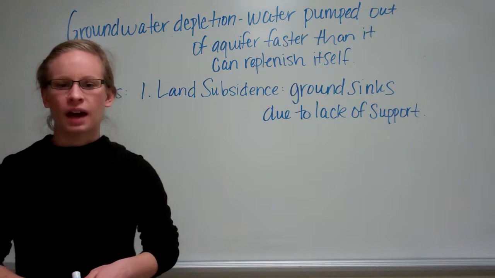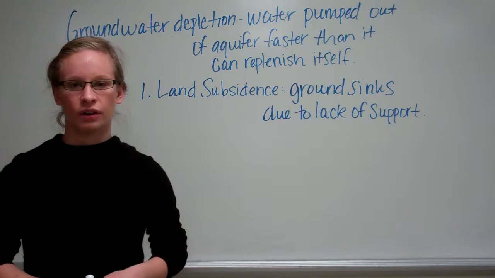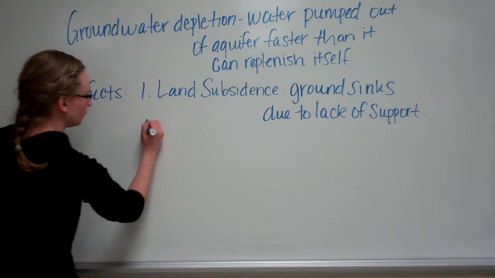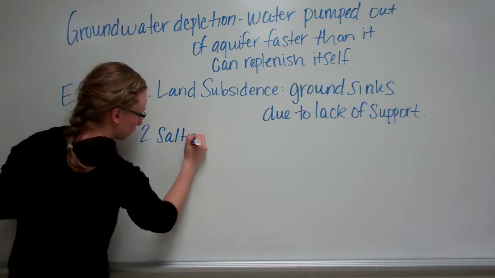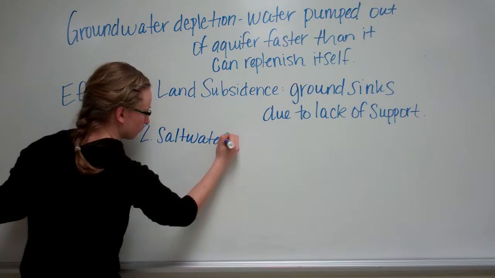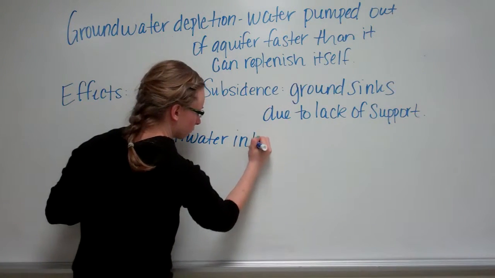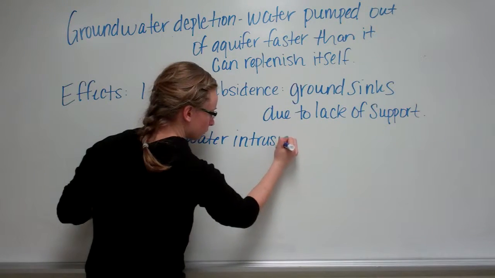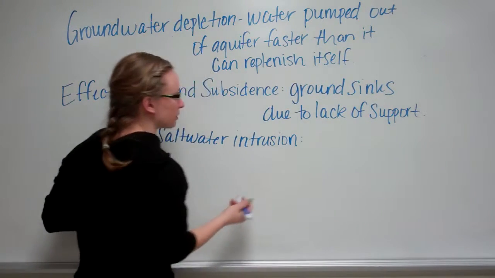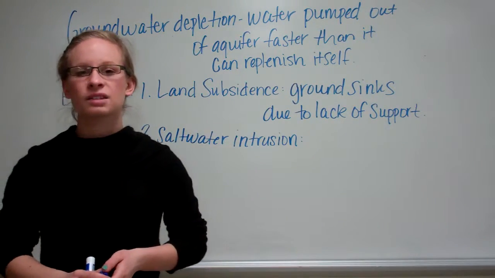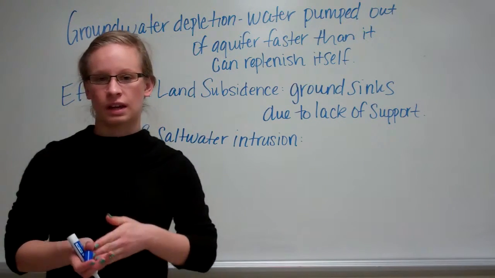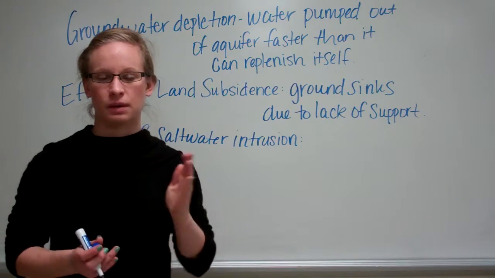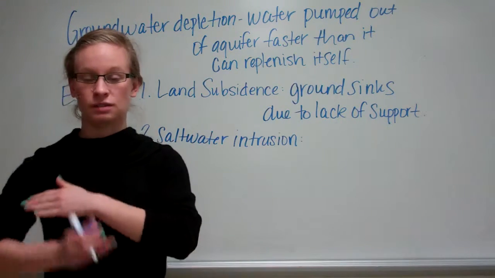Okay, the second problem that we have is something called saltwater intrusion. So during saltwater intrusion, as our aquifer is dropping and it's lower and lower and lower, along the coastline, it is not able to exert as much pressure back on the coastline's salt water.